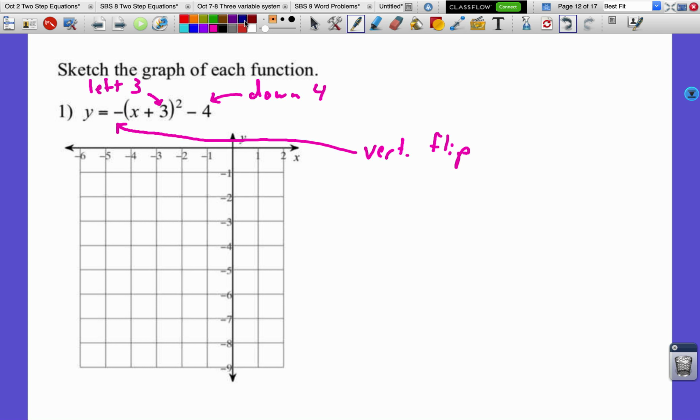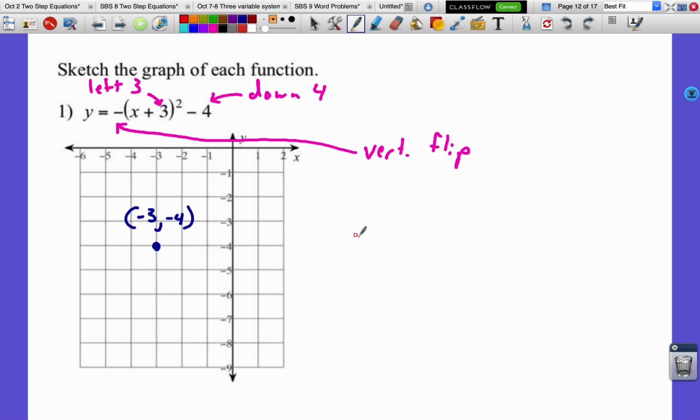Okay, so let's position the new vertex. It was at 0, 0. Now it's been moved left 3 and down 4. There's my new vertex. And I'm going to label it -3, -4. But now we've got to figure out how to add in the parabola. It's been flipped upside down, so don't sketch this, but it's going to look kind of like this, right? But I want to get the precise values.